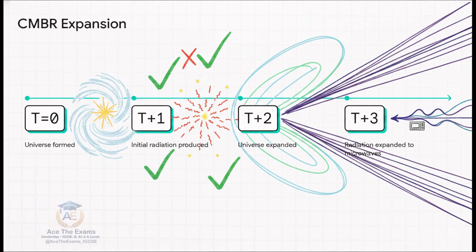Step 2. A massive amount of initial, high-energy, exceptionally short wavelength radiation is produced in that ultra-dense environment. Step 3. And pay close attention, because this is the critical analytical leap that earns the top marks. As the universe expands, space itself stretches. It's not just things moving apart, the actual fabric of space is stretching.